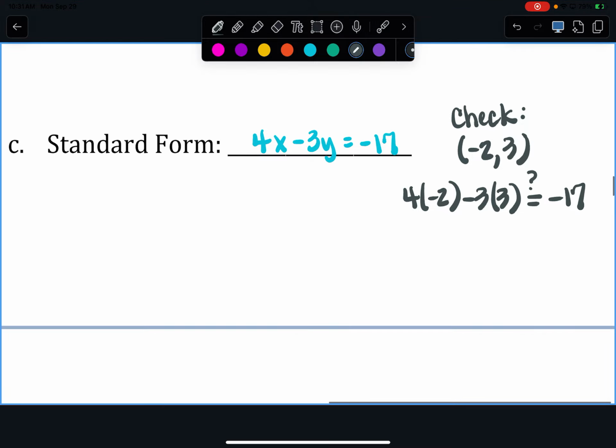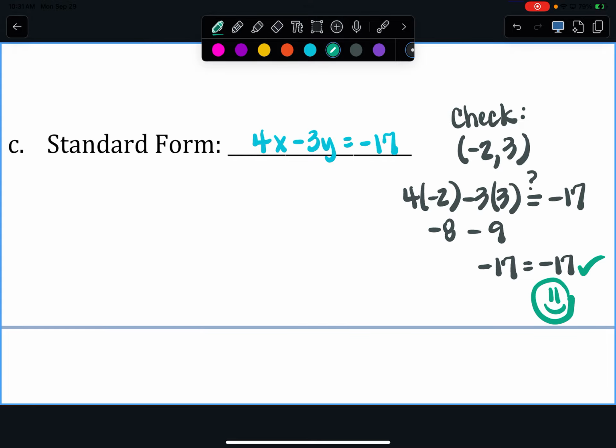Well, I don't know. Let's go do the math. -8 minus 9. Yeah, it does. Right? That gives me -17. Right? And so I'm pretty sure I didn't make a silly mistake along the way, and I should be good to go.